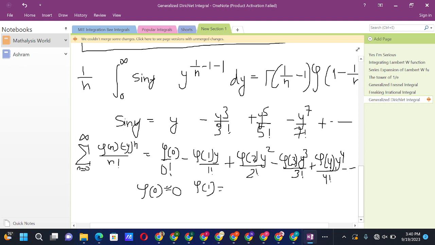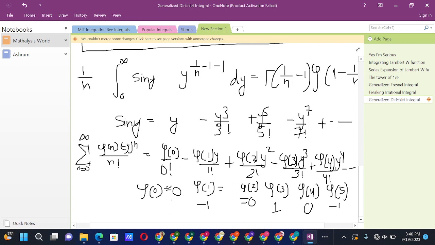Yeah, phi of 1 should be minus 1. Phi of 2 should be, since we don't have that term, 0. Phi of 3, yeah, it's just 1. And phi of 4 should be 0, we don't have that term. And phi of 5 would be minus 1, since we have minus and we don't have anything over here. And phi of 6 should be 0.